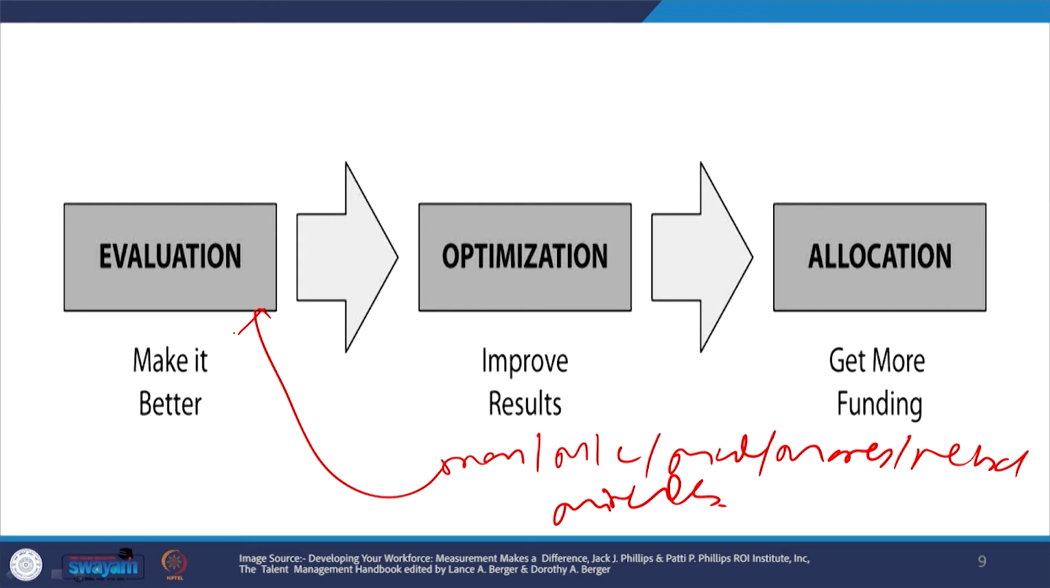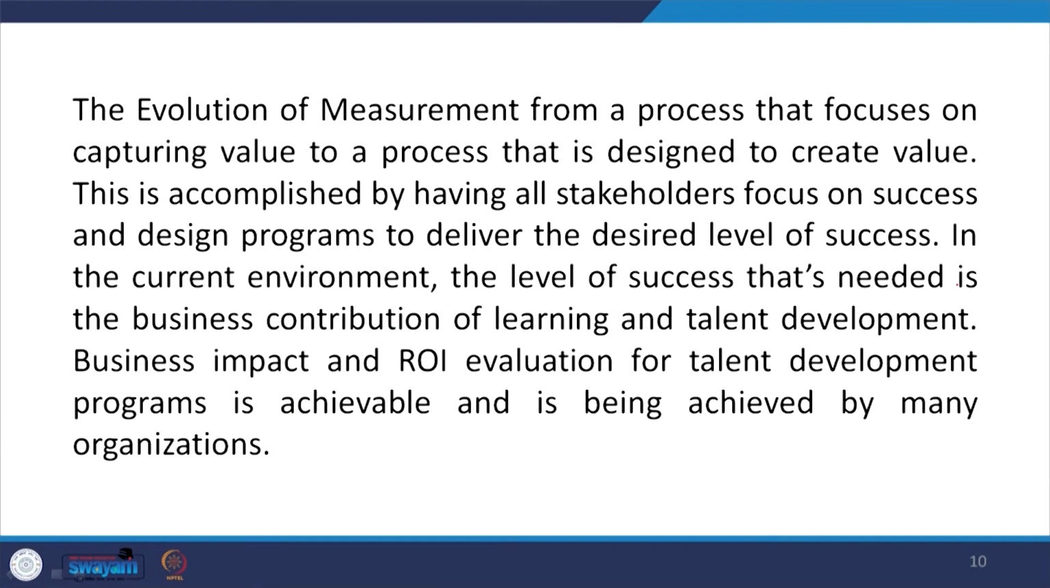I mean you are evaluating and then you find there is a certain gap. So you go for the optimization, and that is how you improve the results. As soon as you can improve the results, you get the allocation, get more funding, because organization to organization you prove that yes, from the past, we have done better now. And when we have done better, there is much scope to do more and more activities.